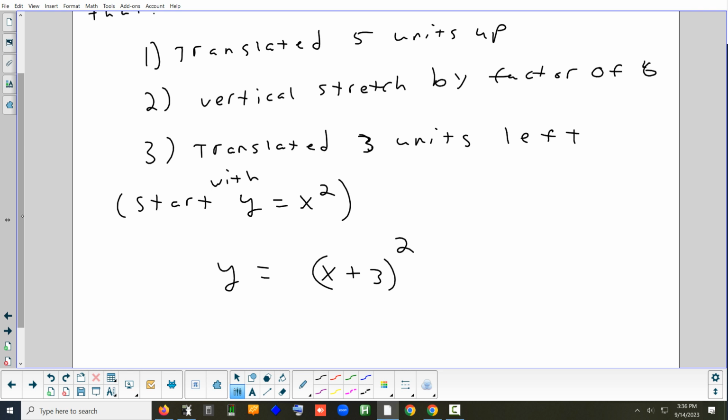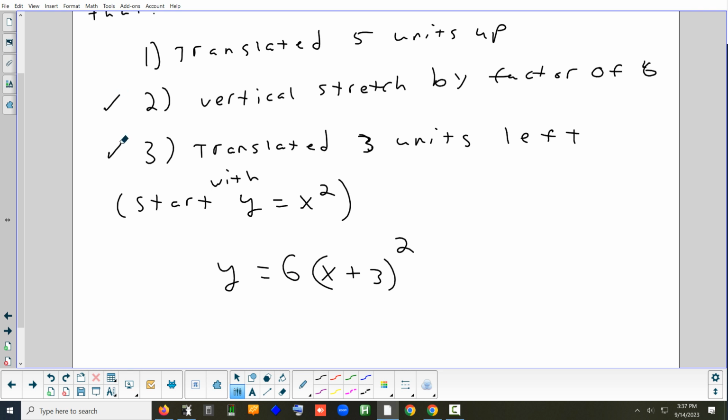Multiply the x plus 3 squared by what? 6. So when you want to do a vertical stretch, you multiply in front by the number you want to stretch by. In this case, it would be 6. So now that takes care of these two.